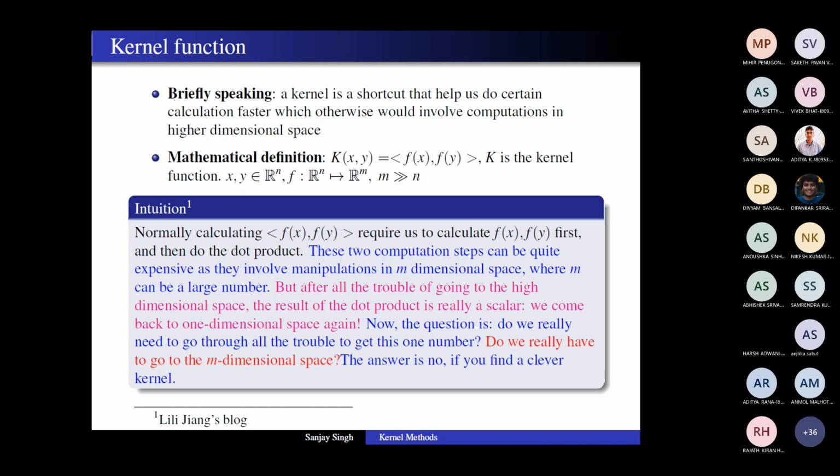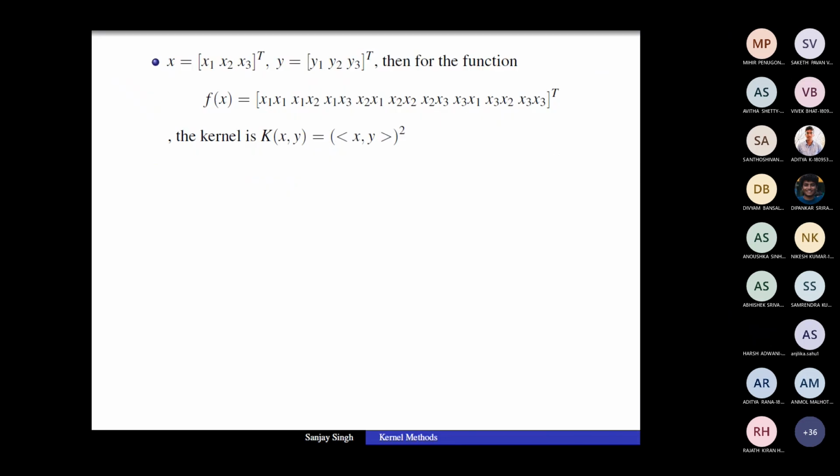It says that if you want to find this kind of inner product, let's say phi(x) and phi(y), then you have to map it, then find the inner product and do all those things. You don't have to, provided you have the right kind of kernel with you. This information for this particular slide, this intuition, I took from Lili Jiang's blog. I'll show you with an example how it happens.